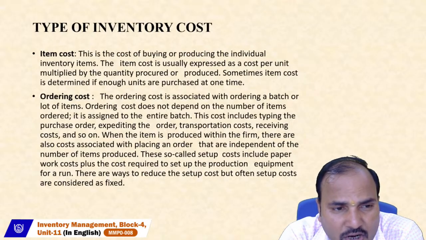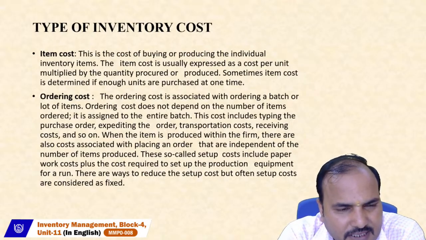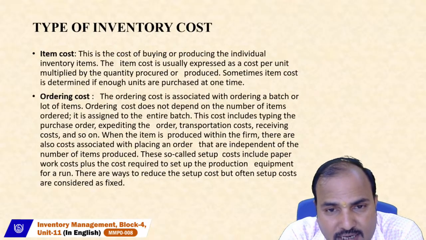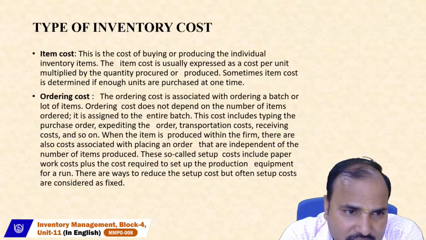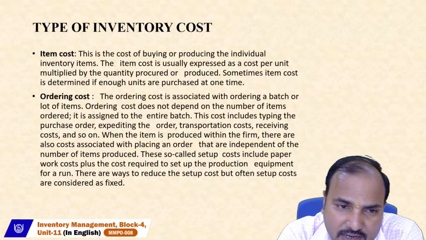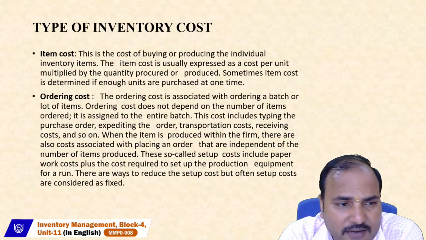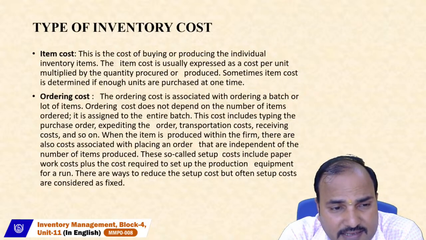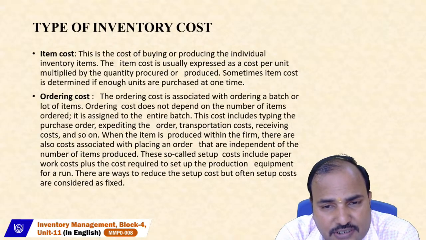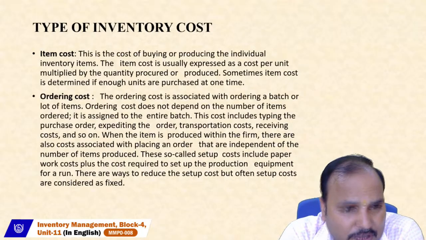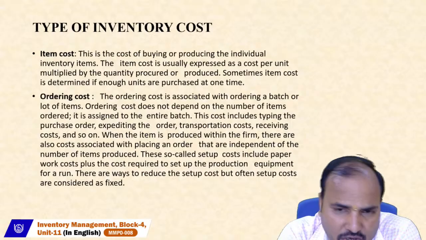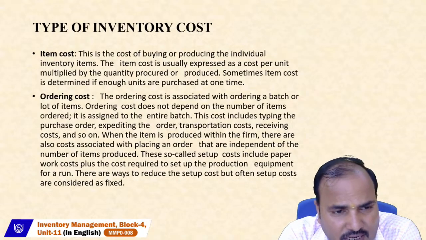So what is ordering cost? It is another type of cost. The ordering cost is associated with ordering a batch or lot of items. Ordering cost does not depend on the number of items ordered. It is assigned to the entire batch. This cost includes typing the purchase order, expediting the order, transportation cost, receiving cost, and so on.